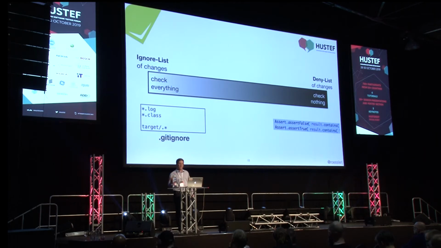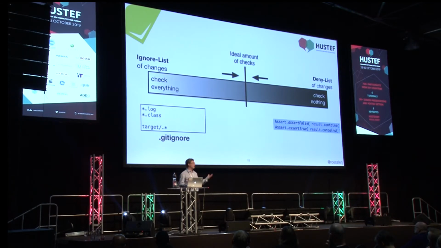And on the other extreme, if you have no assertions in your tests, then you basically check nothing, other than that the test can still execute, right? And the thing that you want is somewhere in the middle. So you don't want to check everything, but you don't want to check nothing. So you want to be somewhere in the middle. And now the question is, how do you approach that middle ground? How do you get there? Do you create a lot of assertions, or do you ignore things that you don't care about?